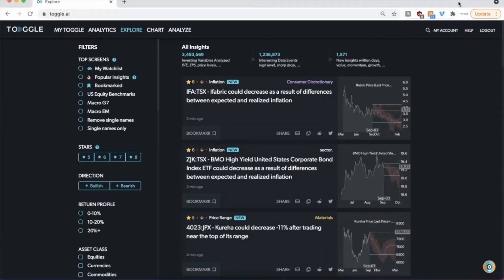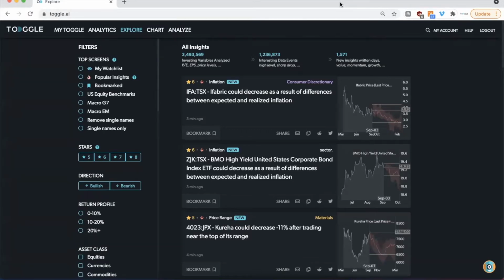Well, there are three main reasons why anyone would use Toggle. First reason, idea generation, looking for new trading ideas. Secondly, risk management, being informed about an insight that is relevant to an asset you're interested or invested in. And lastly, investment due diligence, really taking a look at what the data is saying before jumping into a trade. So to first start with idea generation, let's talk about the Explore page.